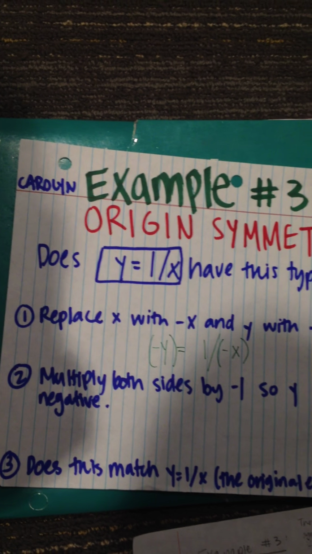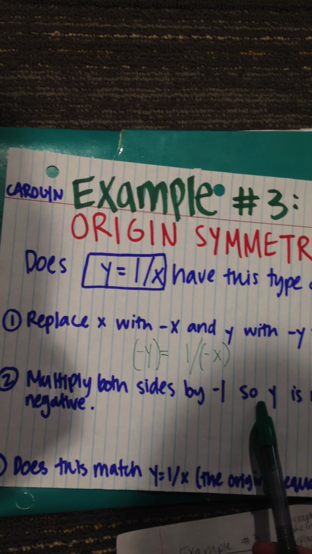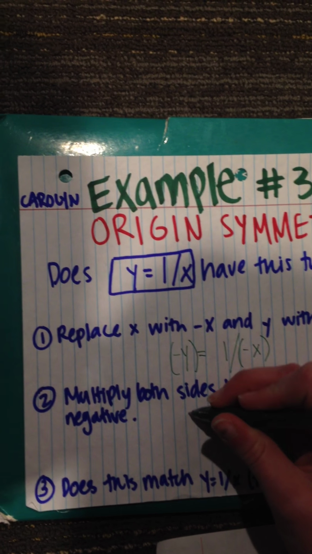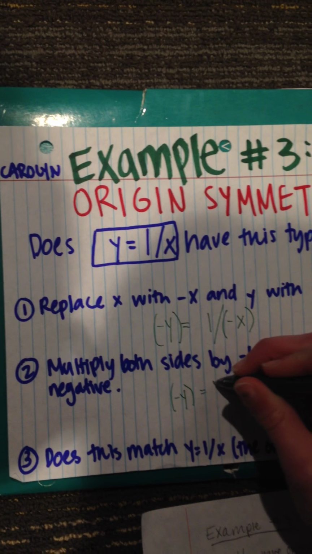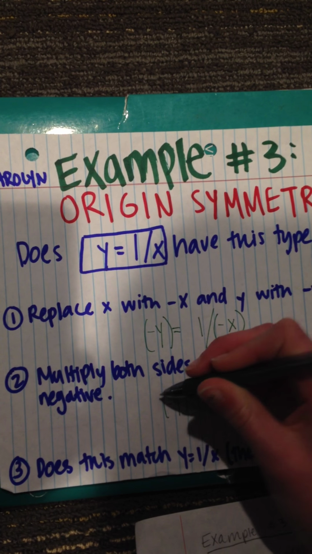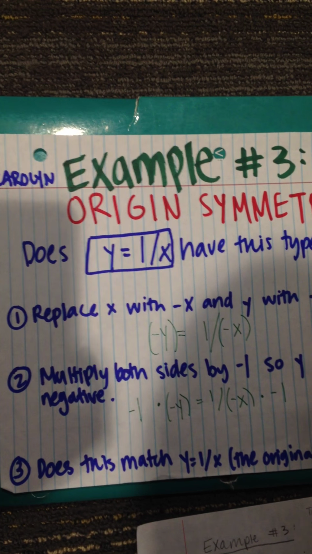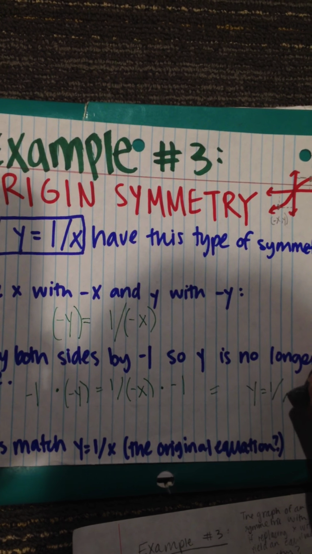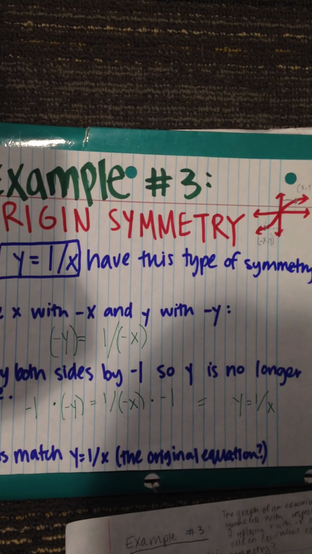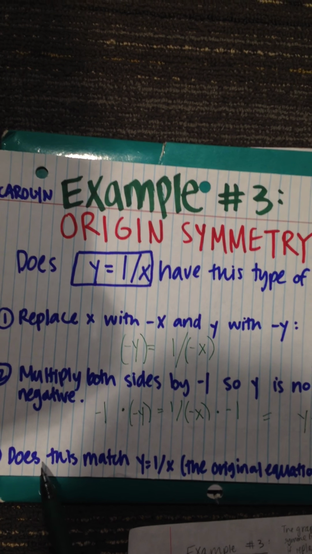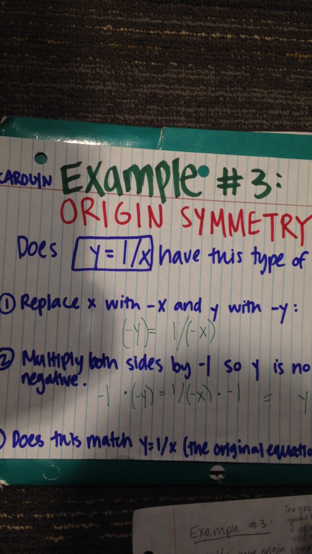And then what we're going to do next is multiply both sides by negative 1, because y can't be negative if we're going to be plugging it in anywhere. So here's the equation we had before, and we're just going to multiply both sides by negative 1. So that equation is going to come out the exact same way as our first equation we started with. And so because they are equivalent equations, we do have origin symmetry because they match. So we're going to write yes.